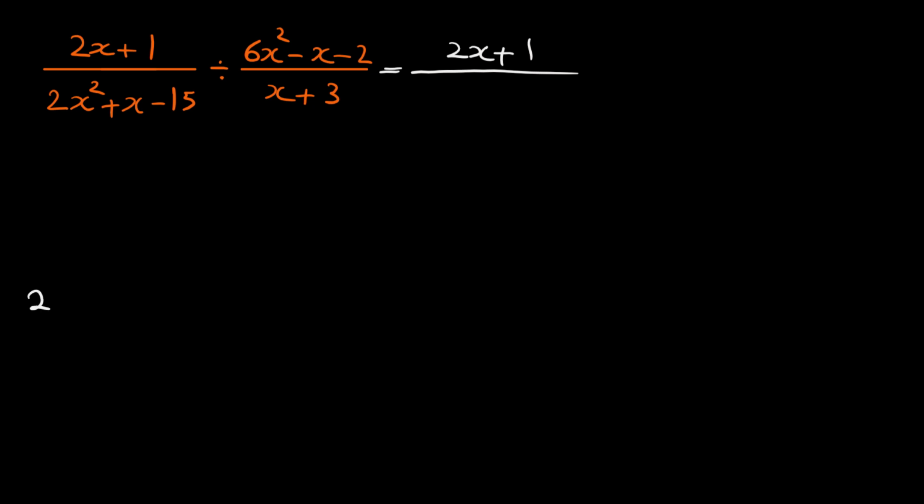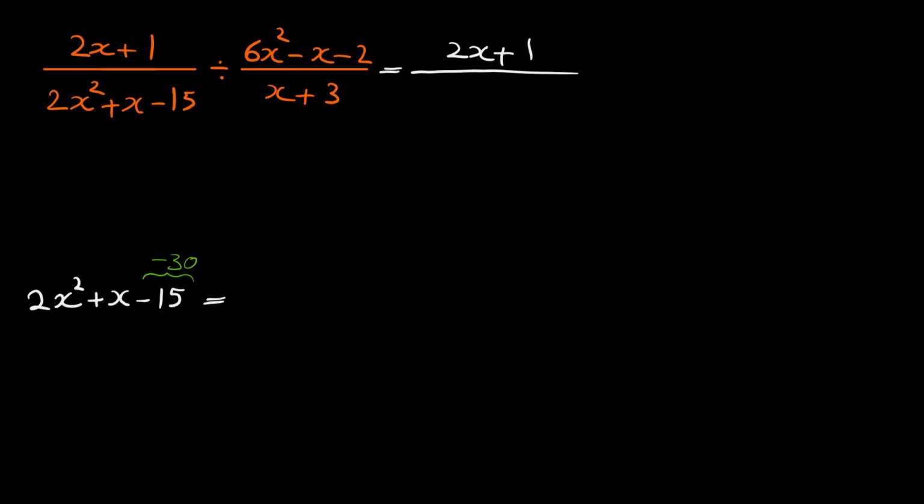So we try to factor 2x squared plus x minus 15. Whenever we have trinomials where the leading coefficient, this number here, is other than 1, like this example, the method of factoring these types of trinomials is to multiply this number by this constant. Here we have 2 times negative 15, which is negative 30.